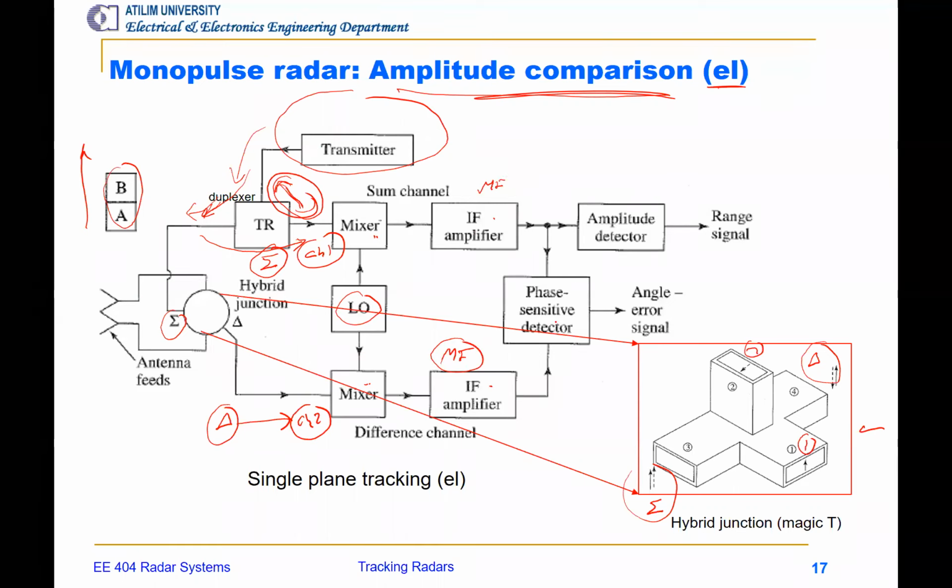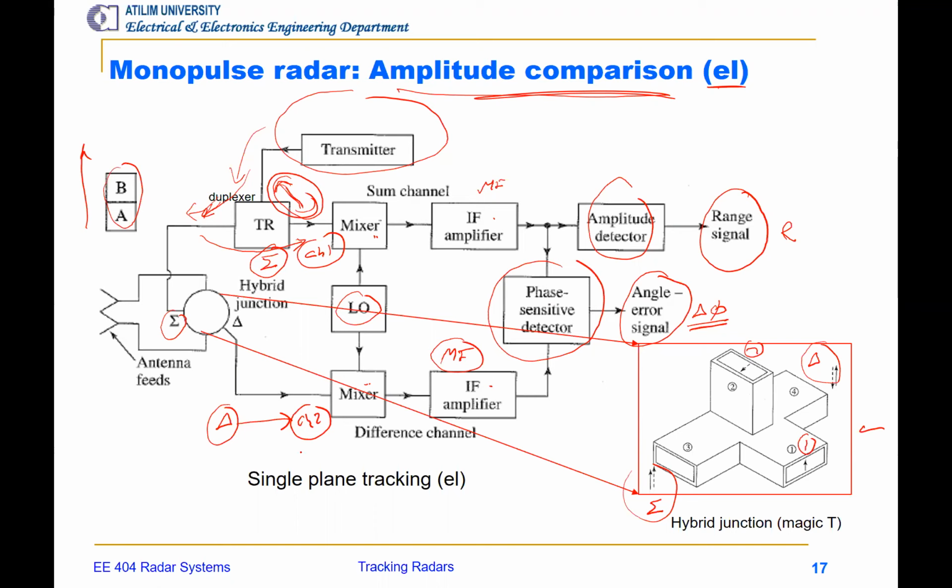And then we got a phase sensitive detector. So the phase between the two signals is processed in here, and then the angle error signal is extracted. Meanwhile, the sum signal is used in an amplitude detector, and then the range to the target is measured. So from here, we got the angle error. From here, we got the range. And these two are fed to the antenna system again, if there is a need to rotate or position the antenna.